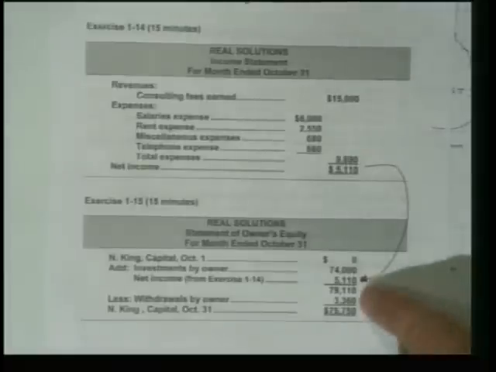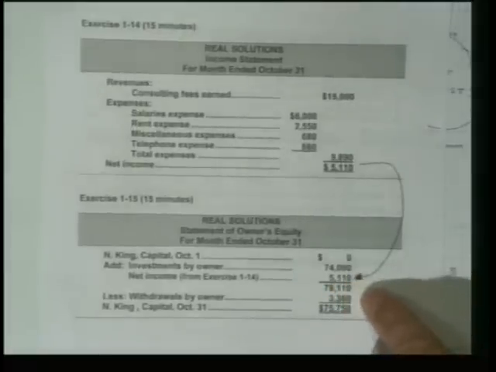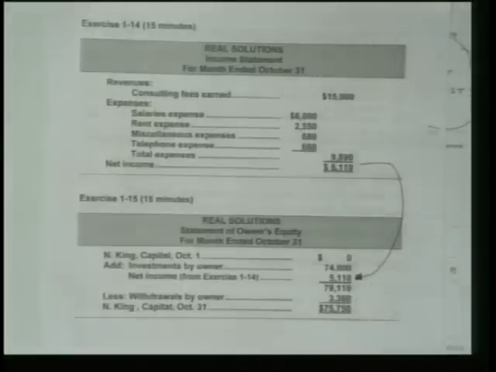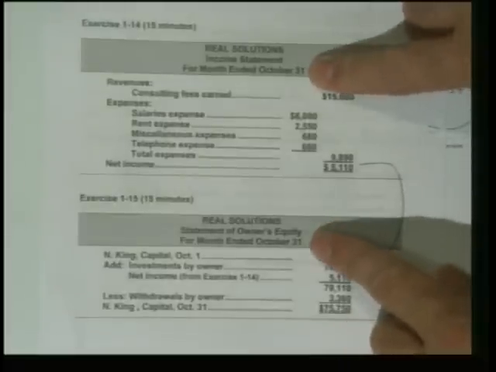You know, this subtotal right here, I think is kind of not a real worthwhile subtotal. So if you didn't have that, that's fine. Then you deduct your withdrawals by the owner, and you get ending capital at October 31st. Is this prepared in proper form or in good form? Yes. Name of the statement, name of the company, and it's dated properly. It'll always be dated the same way between the statement of equity and the income statement.